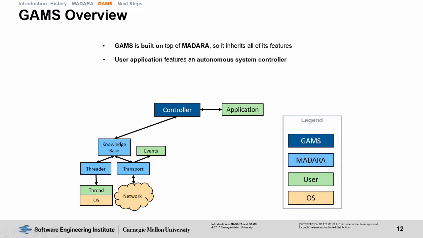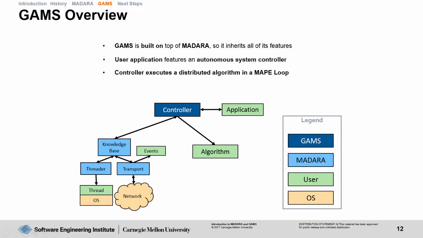But you're going to create a user application that features an autonomous system controller. This system controller executes a distributed algorithm in what's called a MAPE loop: monitor, analyze, plan, execute, with knowledge. Essentially, in the monitor phase of your loop, you're going to be sensing around you. This is usually done on the platform layer. You're going to be analyzing what you've seen in the environment, planning your next actions, and executing them in that way.